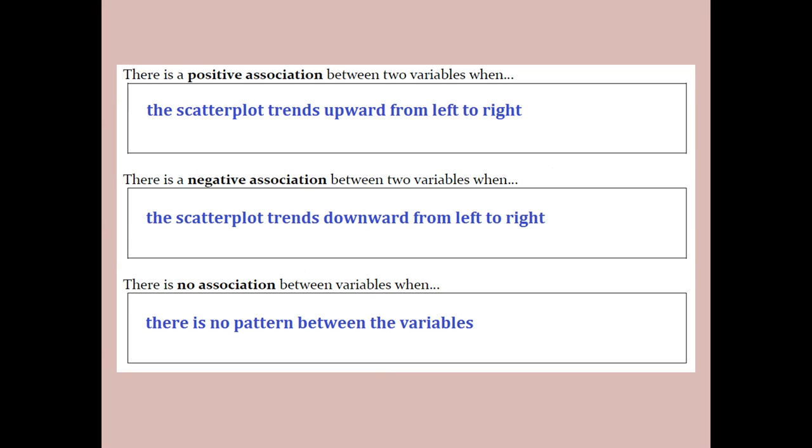Once you have the scatter plot, the first thing to look for would be if there's any kind of a trend. Those first two that are on this screen, positive and negative association, they work the way that slope works. So if the scatter plot trends upward from left to right, that's when there's a positive association between the two variables. If it trends downward from left to right, that's when you have a negative association. If there's no pattern visible in the graph, that's where you have no association between the two variables.